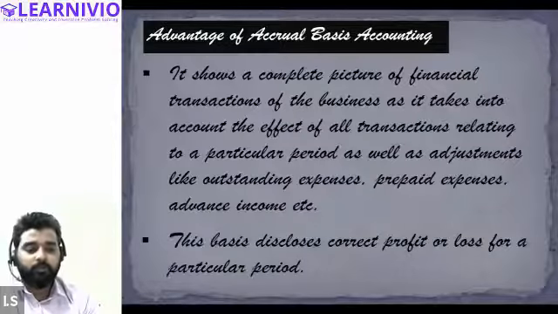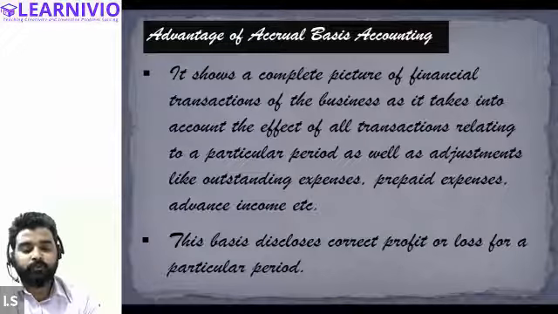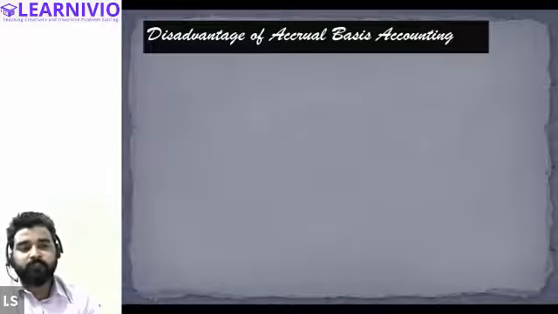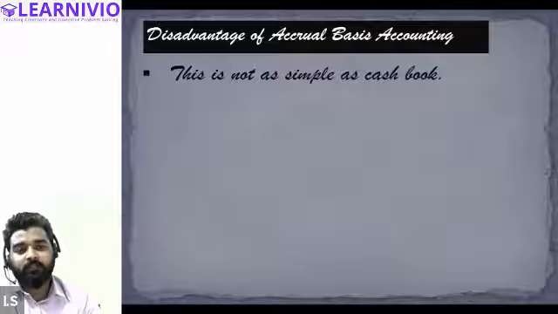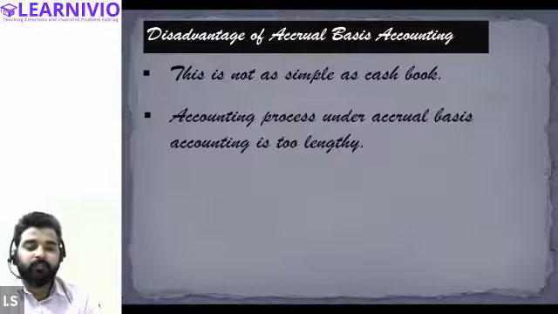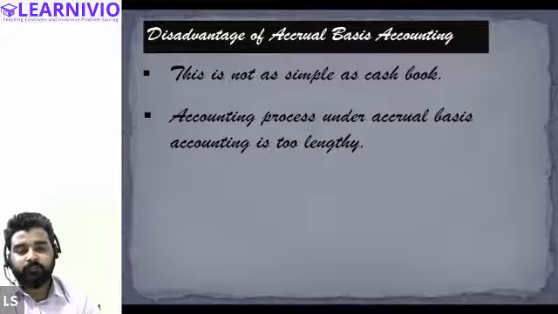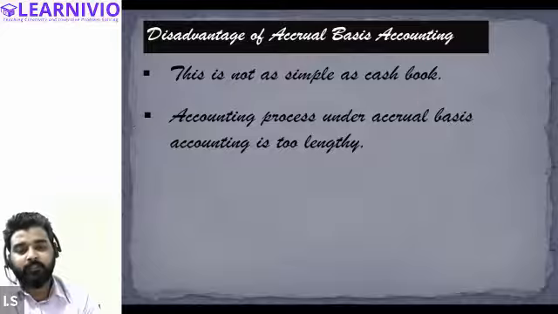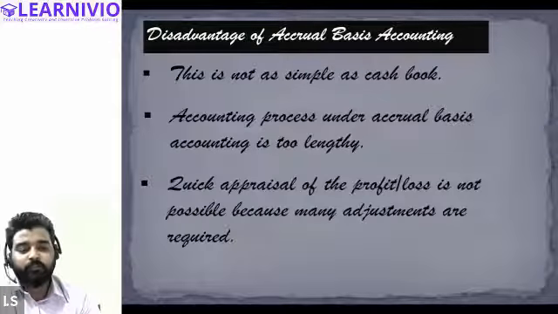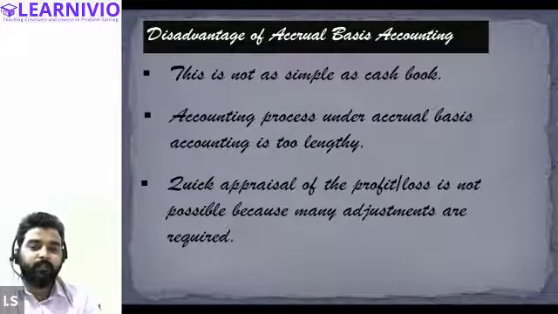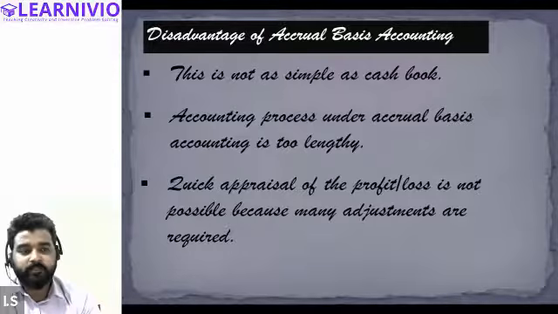And this also gives you the true picture of the profit and loss of the business. But one of the demerits of this accounting is that it is not simple, as it is not as simple as the cash book, firstly. The second thing is that it takes a lot of time to prepare the accounts as per the accrual basis, and it gets lengthy. Quick appraisal of the profit and loss account is not possible. You won't be able to ascertain the profit or loss of the business quickly. It will take time to calculate the profit or loss of the firm according to the accrual basis.